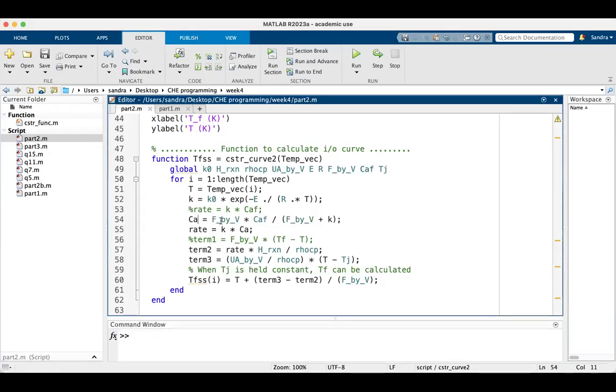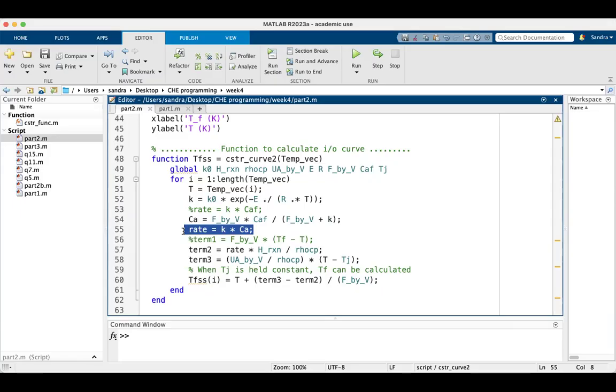CAF is known, F by V is known, and K you got from the temperature. Now we have the rate of the reaction, that is K multiplied by CA. K has been calculated here, CA has been calculated here, and so this is the final rate. So now the first rate has been calculated, then you need to find the other terms.